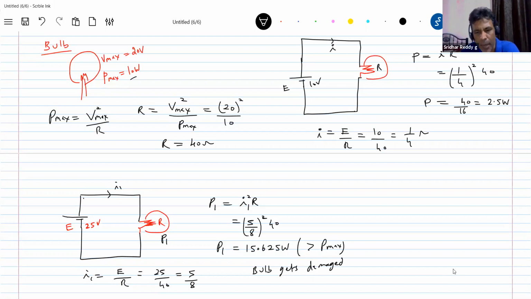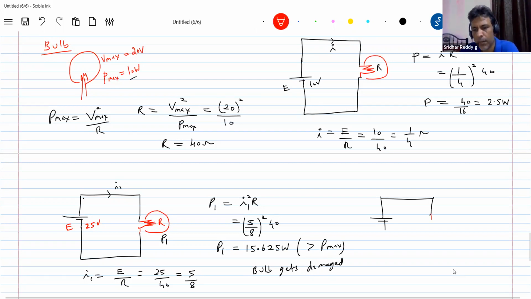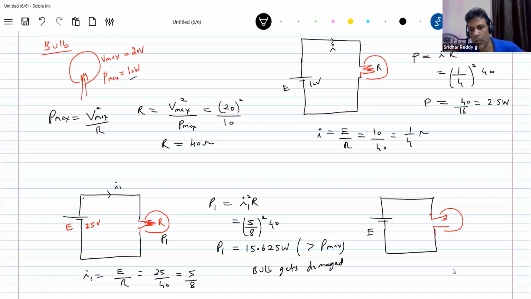gets damaged. Damage means what it will become? It will become like this, an open circuit inside the filament itself. In place of the bulb, now what should you assume? An open circuit. No current will flow, because what is R? R will now become infinity, because it will become an open circuit.